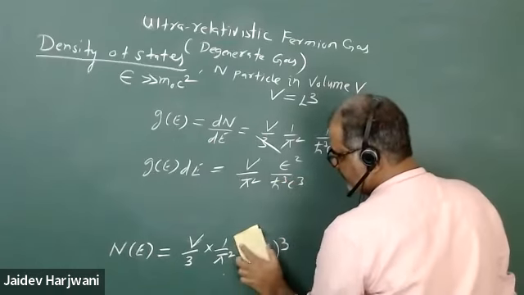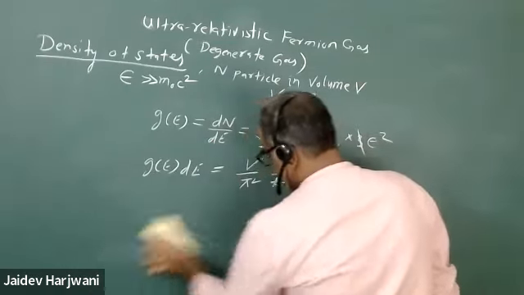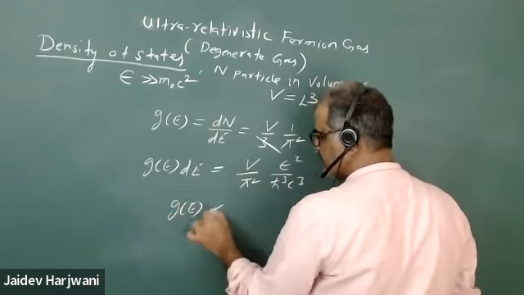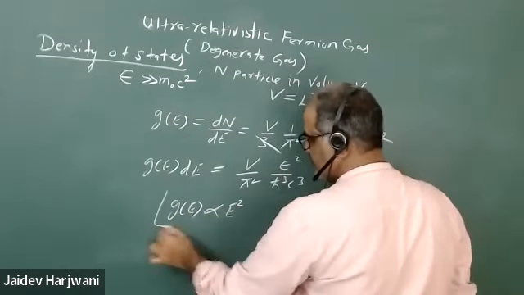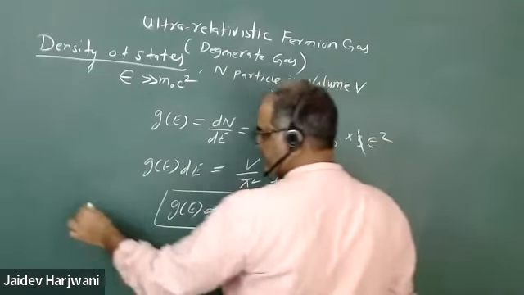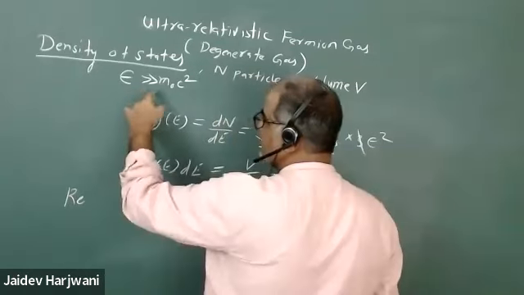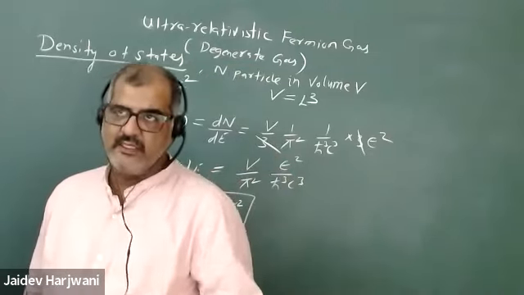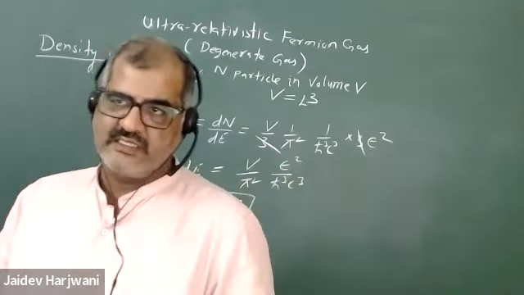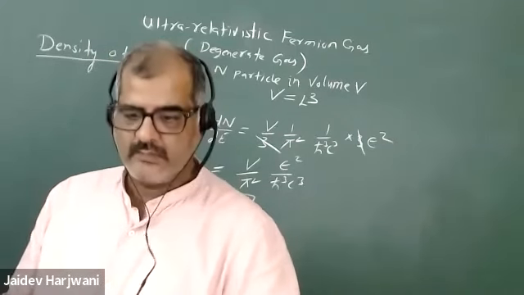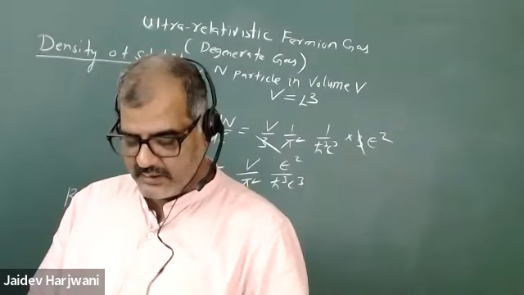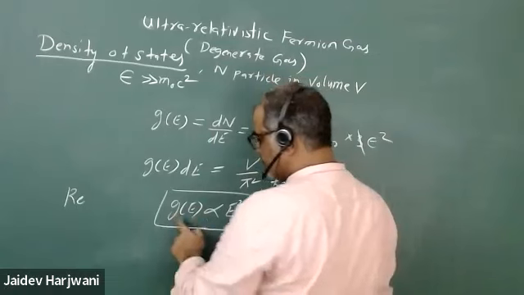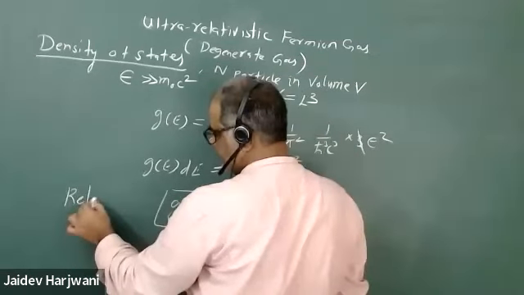So here I get an important result which you should know. G(E) is proportional to E square for a relativistic particle. Here I am taking E much greater than m0 c square, so you can also use this relation for massless particles. Which are the massless particles? Photons. So this relation you can apply to photons also. This is the relativistic case.